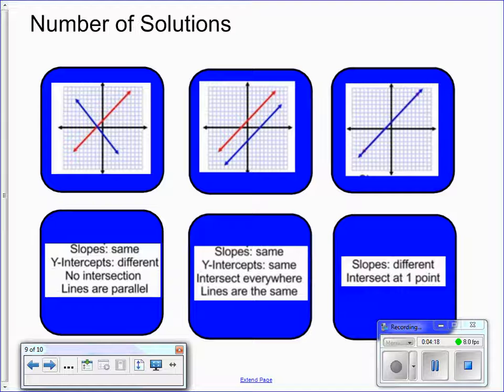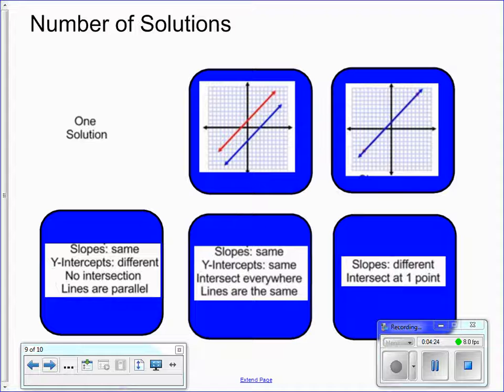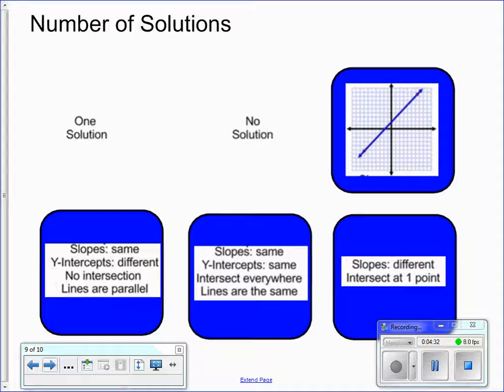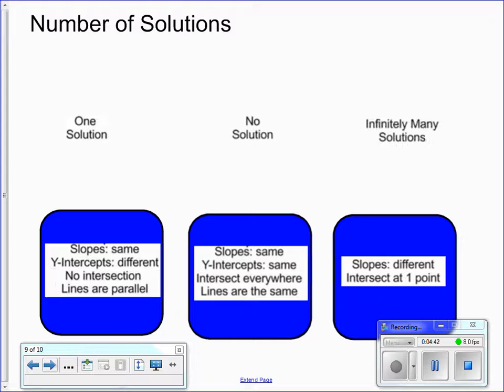So looking at these, in this first one, you can see that the lines intersect, which means that there is one solution. In the second one, the lines are parallel, so that means there's no solution. And the third one, it's just one line. So even though they're written differently, they graph the same, so that means that there are infinite solutions.